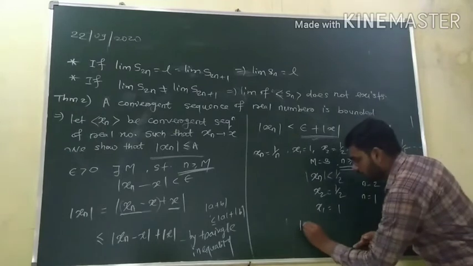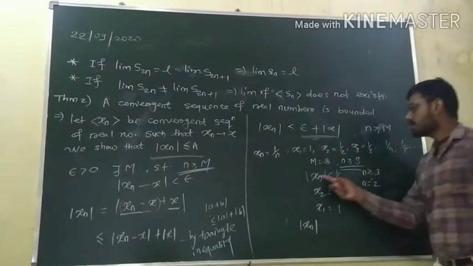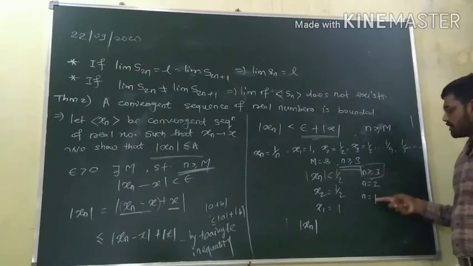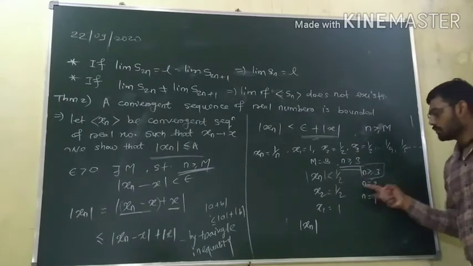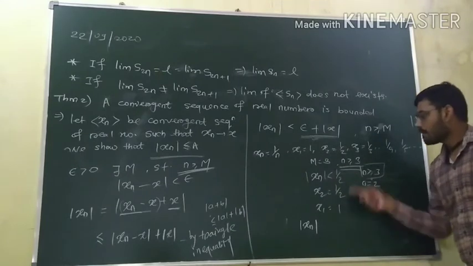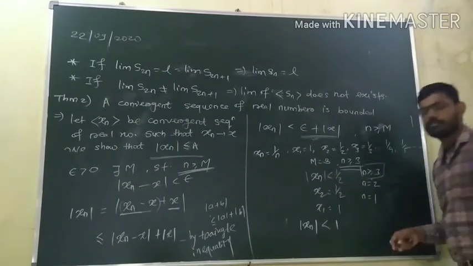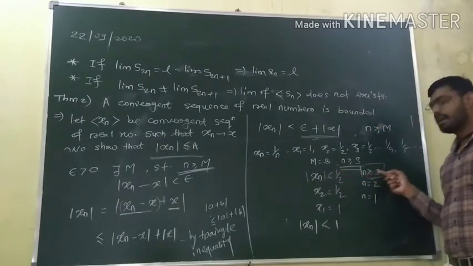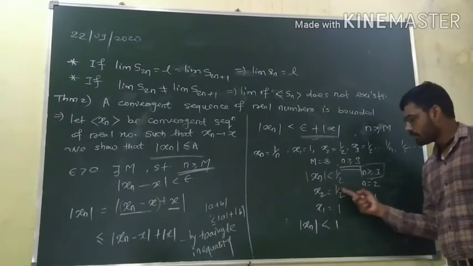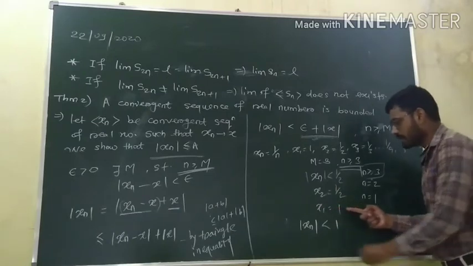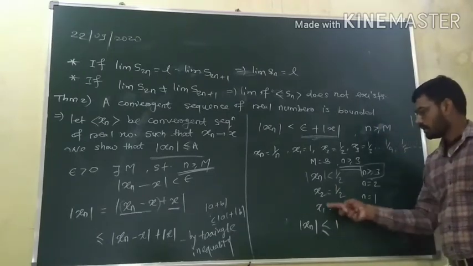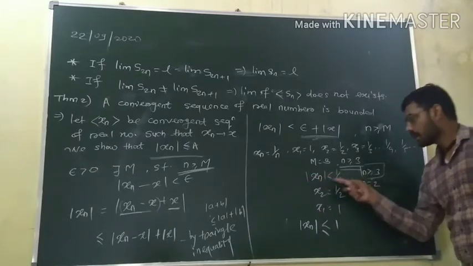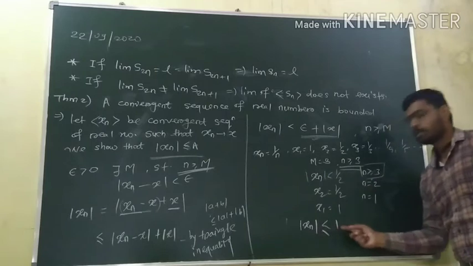See, mod of xn, each term is less than 1 by 2 when n is greater equal to 3, and for n equal to 1 and n equal to 2, these are the values. So each term of xn is less than or equal to 1. Why? Already all the terms for n greater equal to 3 are less than 1 by 2. The second term is 1 by 2, and the first term is 1. We can say less equal 1. So the second term is 1 by 2, the first term is 1, and all other terms are less than 1 by 2. So each term is less than or equal to 1.